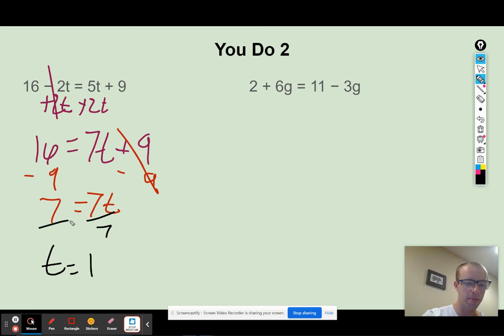So I wanted to show that mathematically. To get rid of multiplication, we divide each side by 7. These cancel. 7 divided by 7 is 1. Okay. Last problem. All right. Hopefully you got this one right. You're feeling good. Hopefully you get this one right as well.